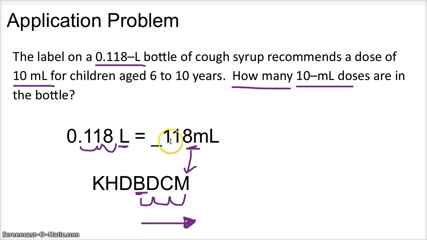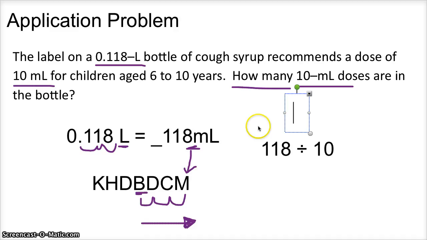So I'm not quite finished yet because I need to know how many doses there are in the bottle. So I'm taking 118 and I'm dividing it by 10 because I'm trying to figure out how many groups, how many doses, individual doses I can give if 118 is my number of milliliters. So again, I'm just moving decimals. Dividing by 10 is what we learned way at the beginning of the year.